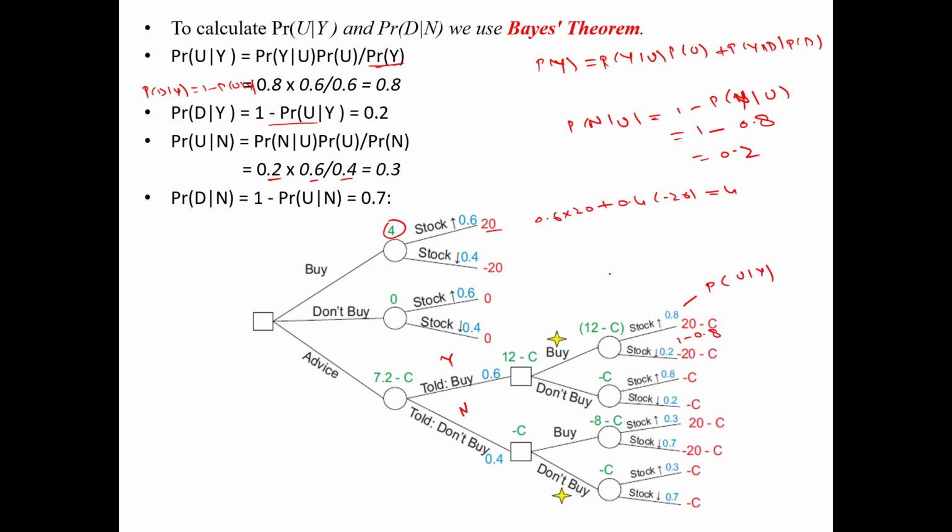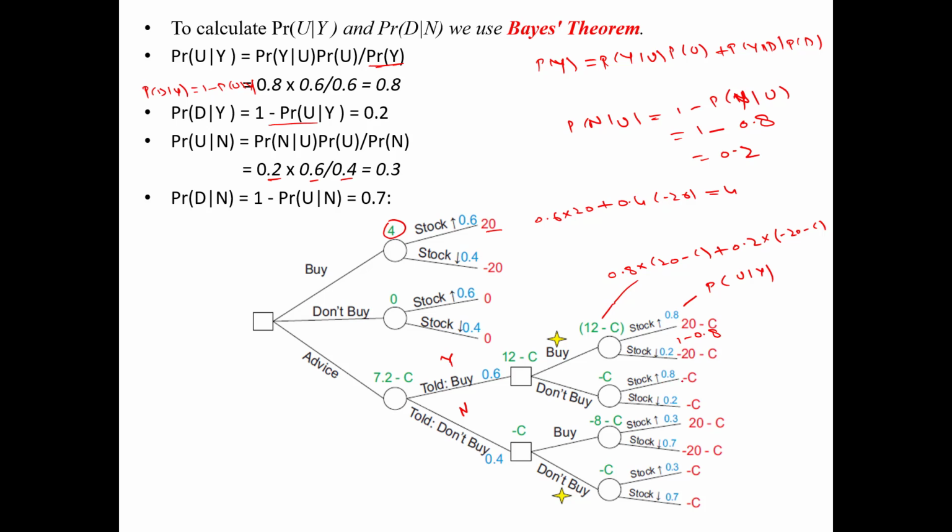Now 0.8, and you can see this is the probability, and 20,000 will be the profit if the stock goes up. And minus C, because we need to pay the advisor fee. So 0.8 into 20 minus C plus 0.2 into minus 20 minus C, because in this scenario there is a chance of 0.2. In this case, your stock will be going down, you will lose 20,000, plus you also need to pay the advisor fee. So that is why minus 20 minus C. When you simplify it, it will be equal to 12 minus C. You need to write it.